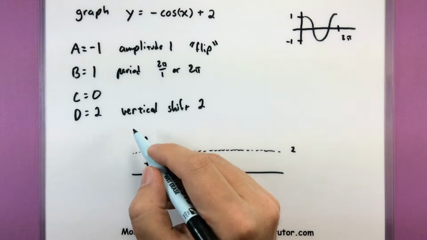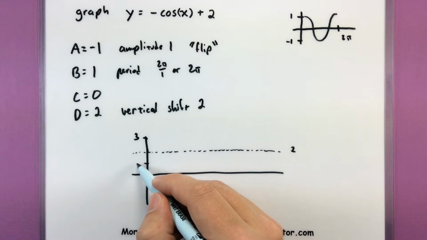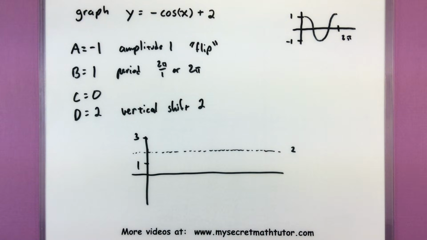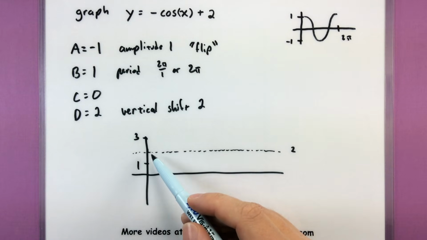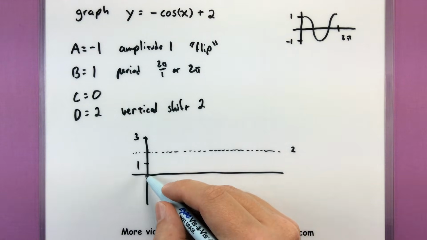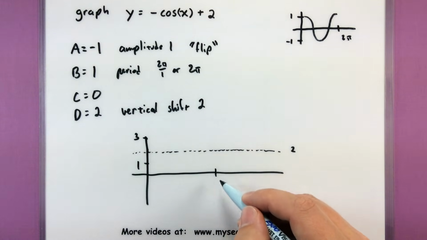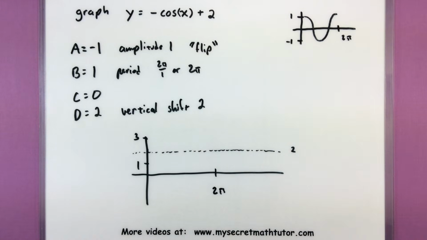So we're at 2, up 1 would be at 3, down 1 would be at 1. So now I have the maximum and minimum. Okay, that's looking good. We don't have any phase shifts, so I'm not going back and forth. And the regular period is just 2 pi. So it'd go through one complete cycle, 2 pi.